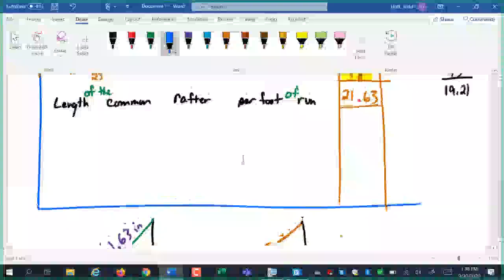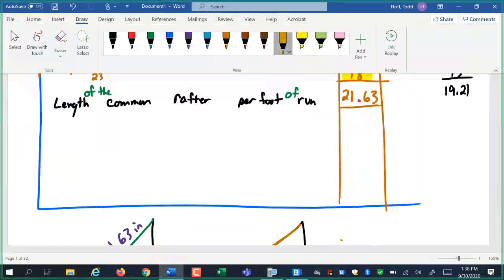Well, the next row says length of hip or valley.